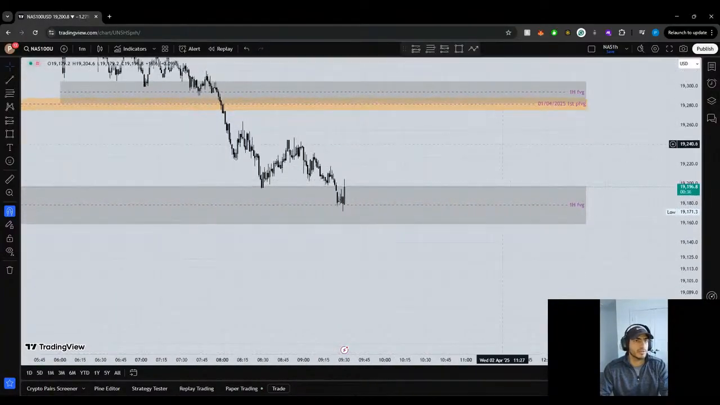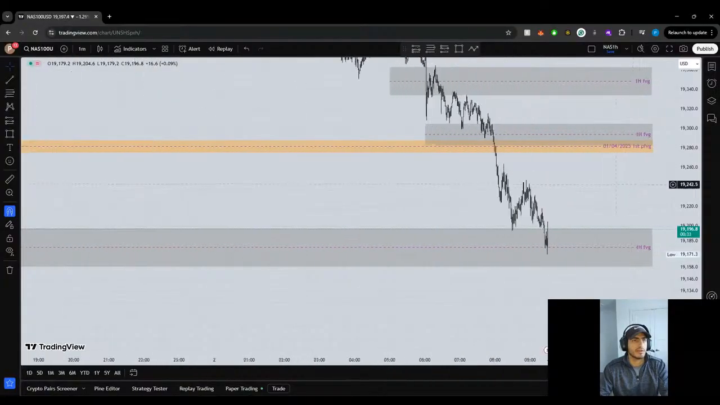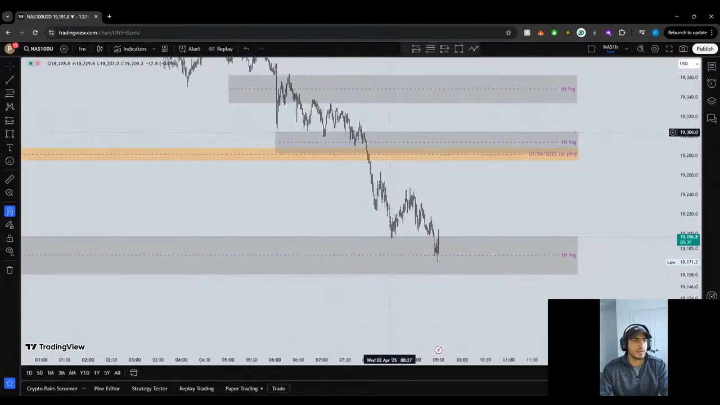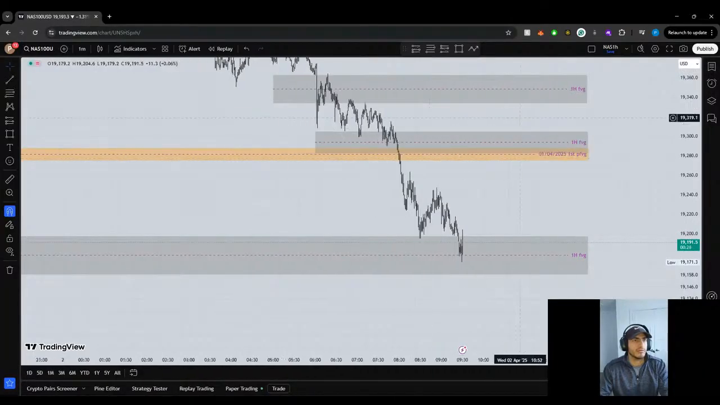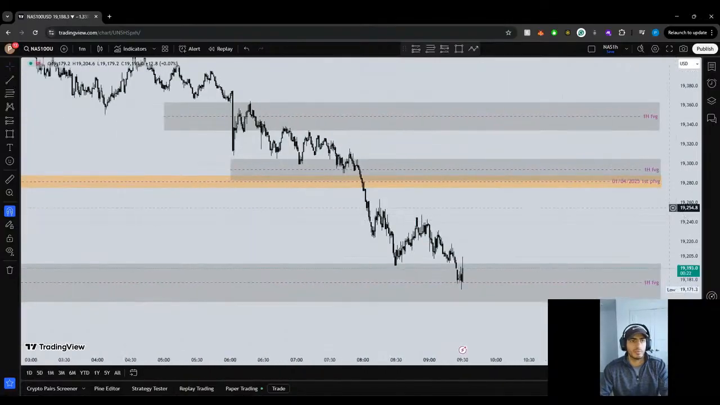Take a look at price action. I'm going to be aiming for a short off of this zone, possibly this one, depending on how price action is going to move.